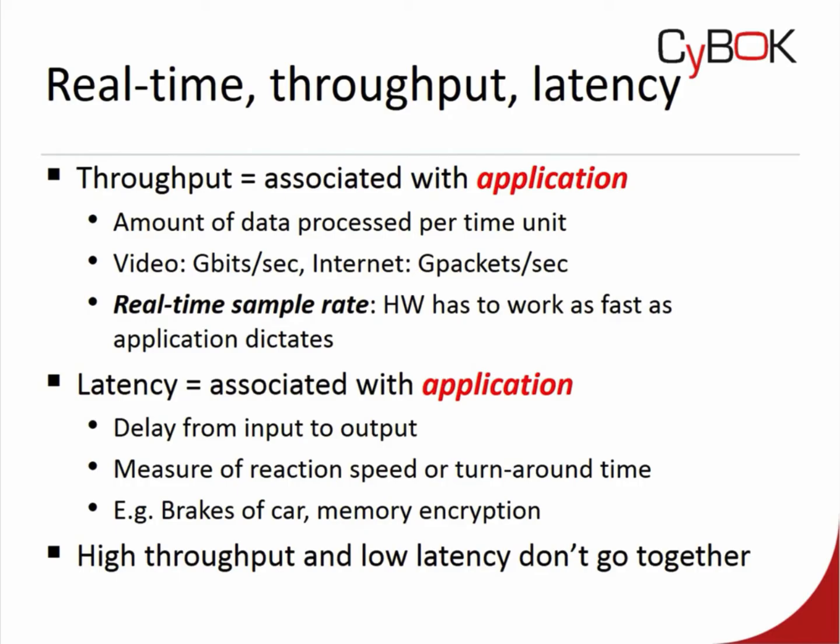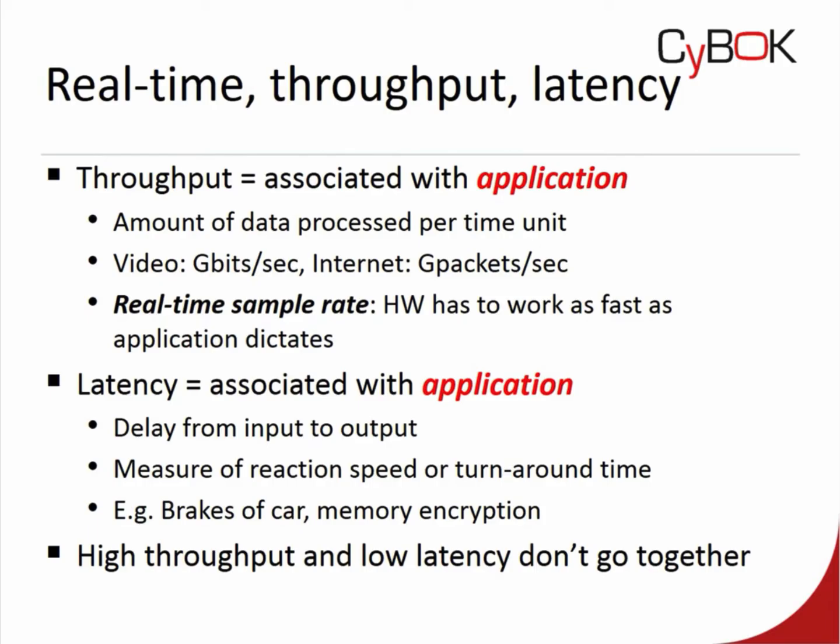For instance, in video, this would be gigabits per second. If this is internet, it would be gigapackets per second, and so on. So we want the hardware to work as fast as possible, as fast at least as the application requires. If you go too fast, maybe your processor will be idle for a while, but that's the minimum requirement. Another requirement, which is often forgotten, is the requirement for latency.